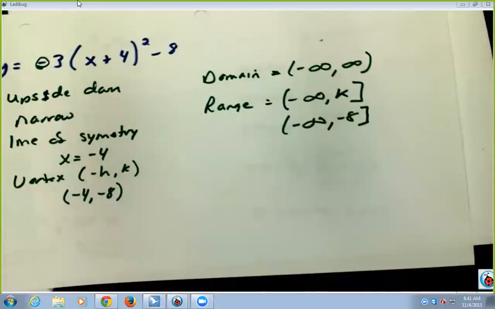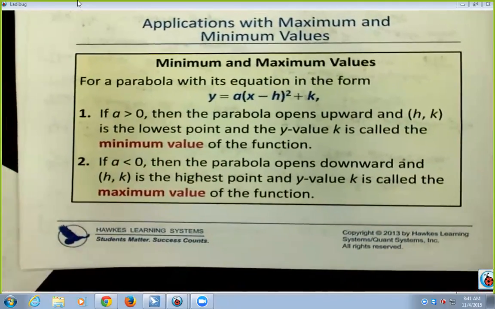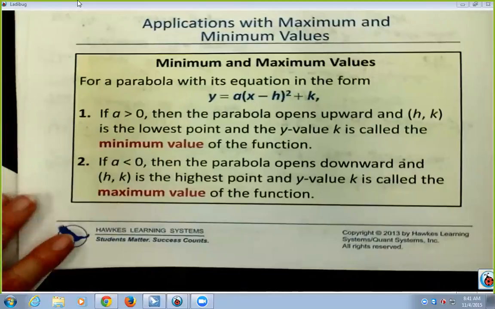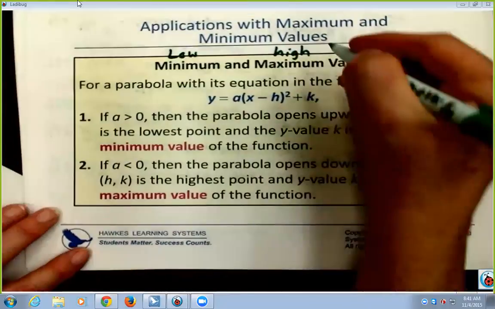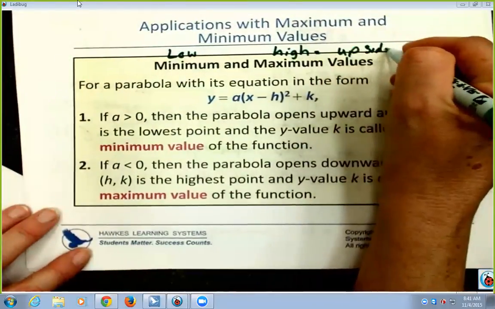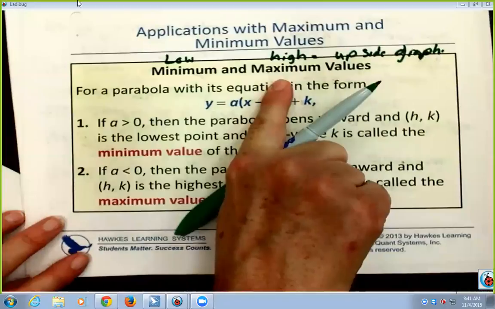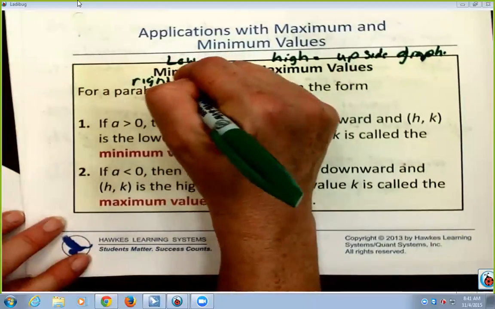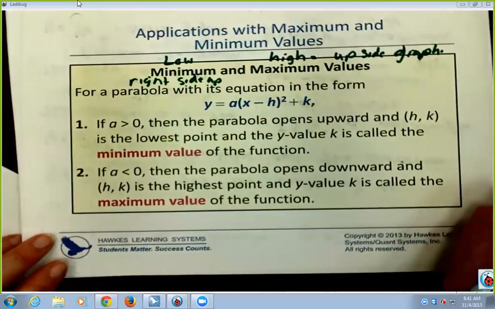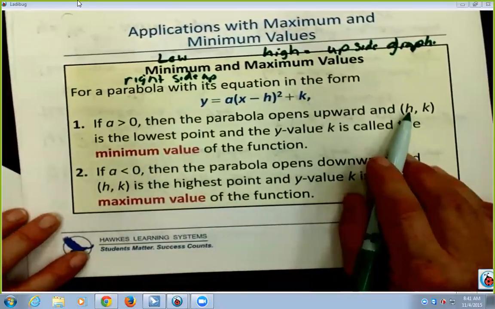Now the piece that I needed to come back and put in place, my one sheet that kind of got out of whack here, is maximums and minimums. Maximum is as high as the graph goes. Minimums are as low. So this is low and this is high. If you have an upside down graph, you have a maximum. If you have a right side up graph, you have a minimum. And this all ends up being based on where that happens to be.